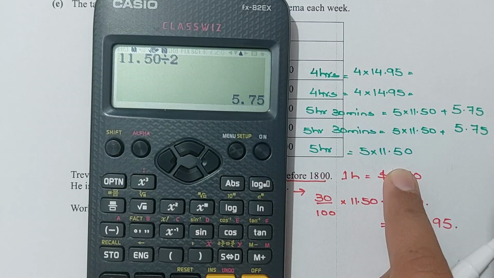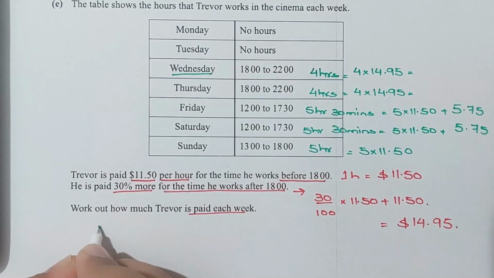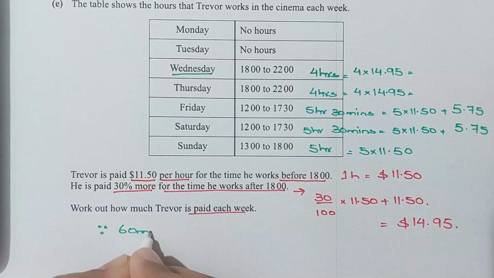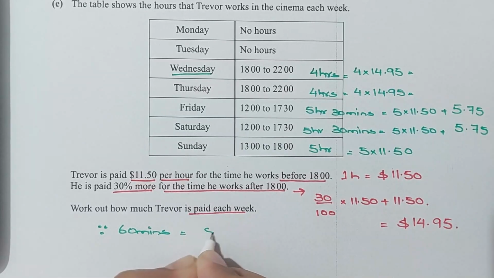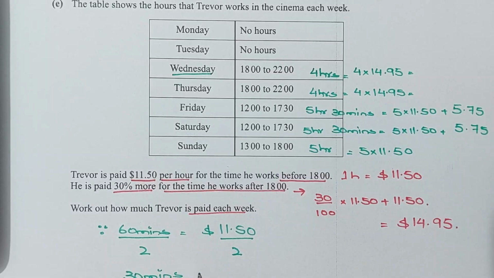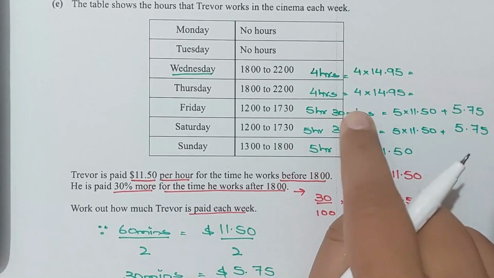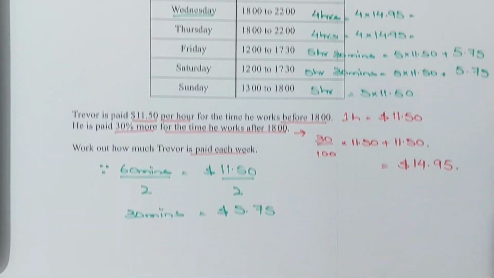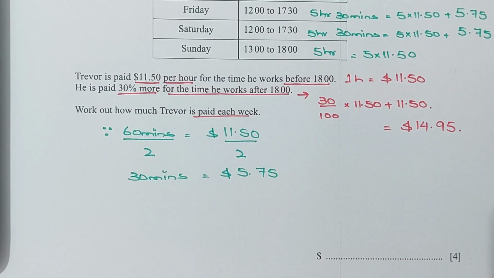So what is the salary for 30 minutes? You can say 60 minutes salary is 11.50, and 60 divided by 2 gives 30 minutes. So the 30 minutes salary is $5.75. So for 30 minutes, I just add this up, right? Now let's work it out.